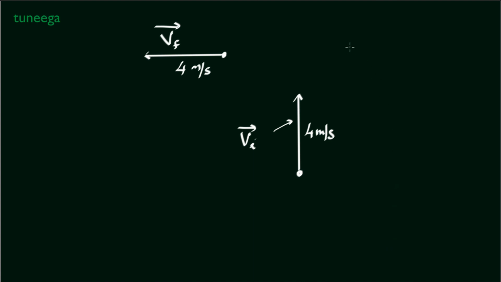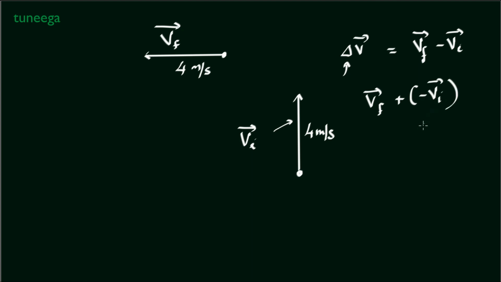And I now ask the question, what is the change in the velocity? This symbol, delta, represents change. Change is always final velocity minus initial velocity. So now we need to do vector subtraction. That is, to the final velocity, we have to add minus of the initial velocity. What is minus of the initial velocity? Minus of the initial velocity is 4 meters per second south.